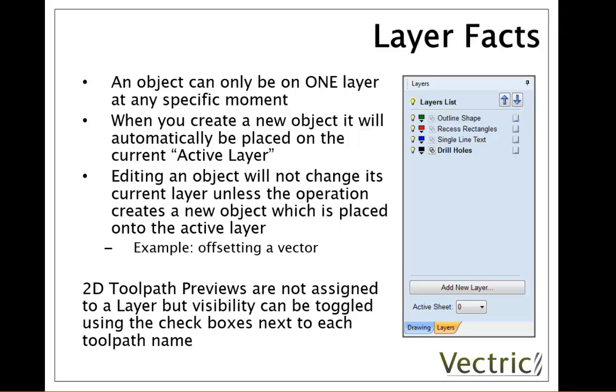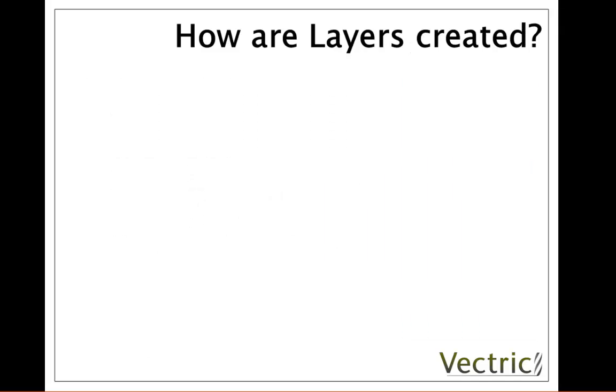So now we understand a bit more about the layers and how they work. How do we create them? Basically, when you start a new part in the software, there'll always be at least one layer. You have to have a minimum of one layer in any part so that you can create 2D objects and so that the software knows where to put those objects. So if I start a new part, there'll always be something in the layer manager called layer 1.